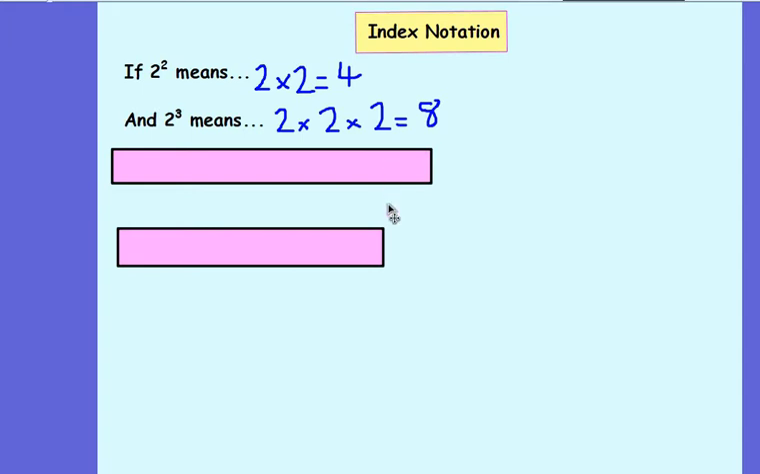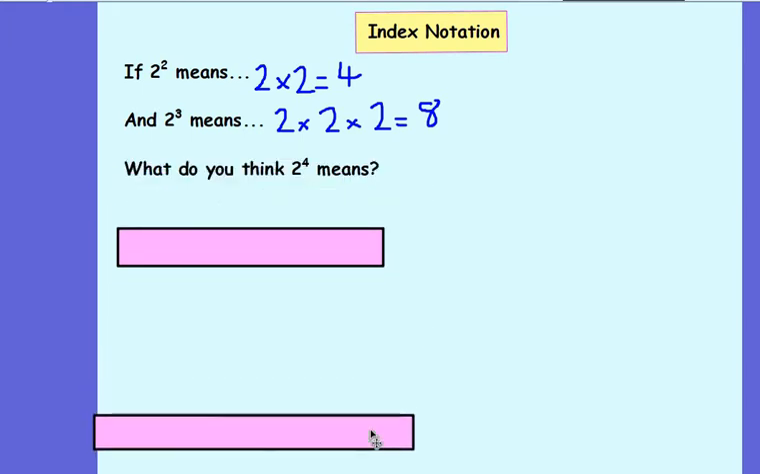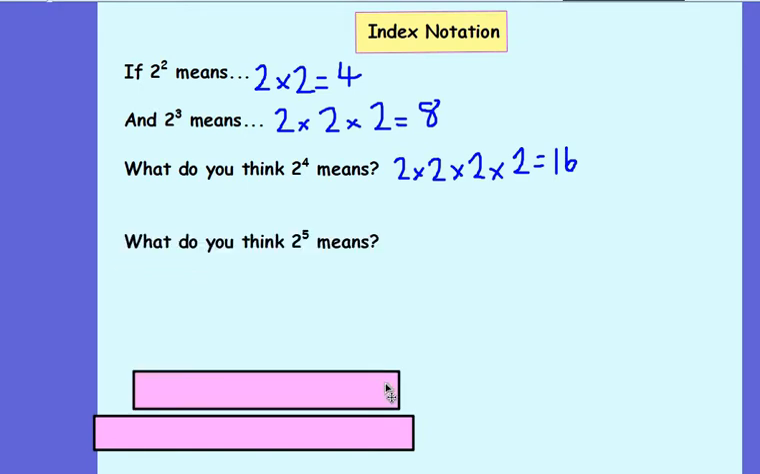What do you think 2 to the 4 means, Charlotte? Follow the logic, exactly. 2 to the 4 just means 2 times 2 times 2 times 2, which gives me 16. So Dylan, what do you think 2 to the 5 means? Exactly, 2 times 2 times 2 times 2 times 2, 5 times, which gives me 32.